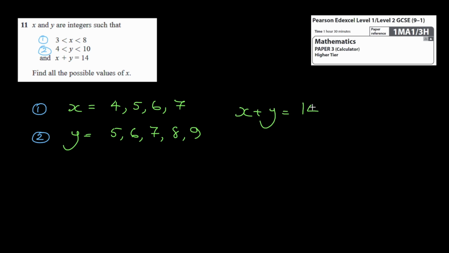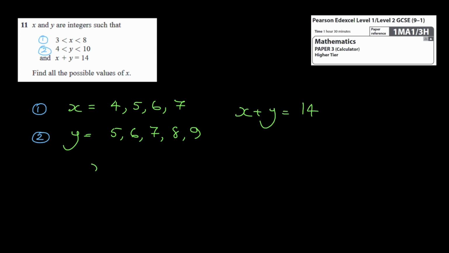Well, it can't be 3, so x can be 4, 5, 6, and 7. The second inequality, y can be, without x's influence, 5, 6, 7, 8, and 9. But we're now told that x plus y must equal 14.